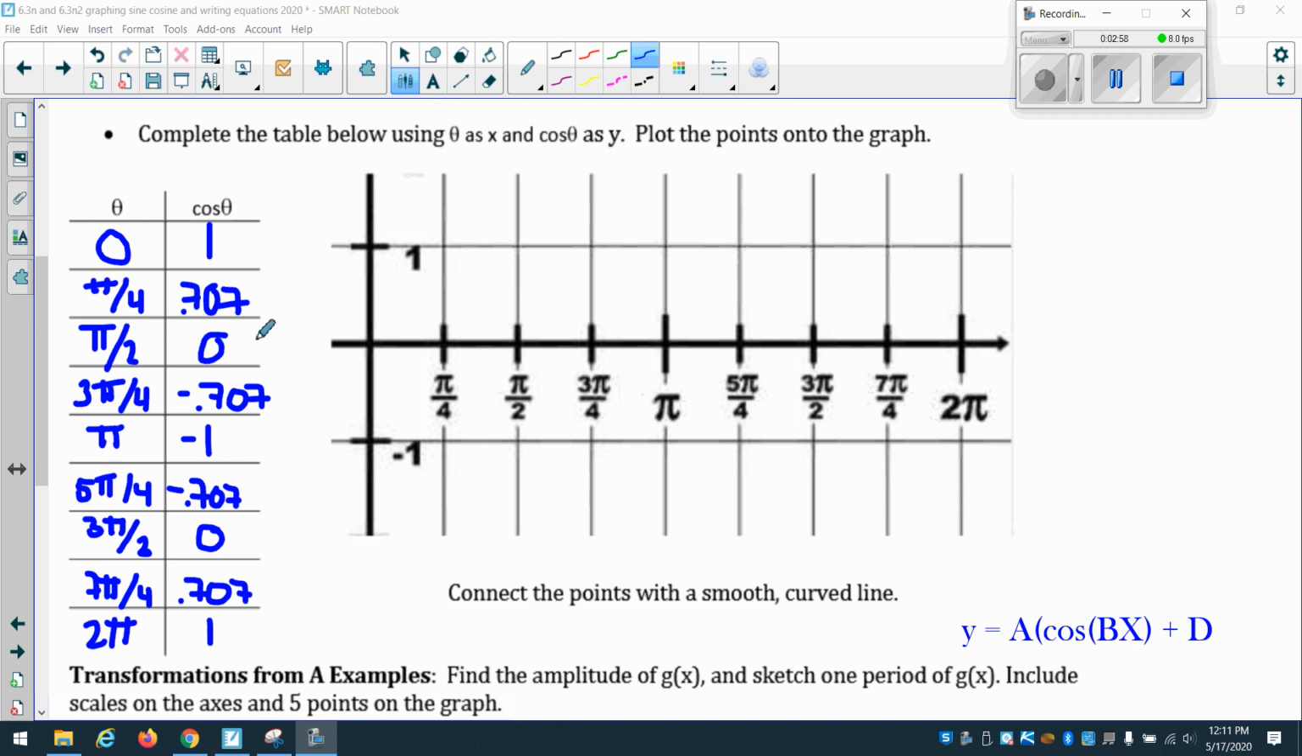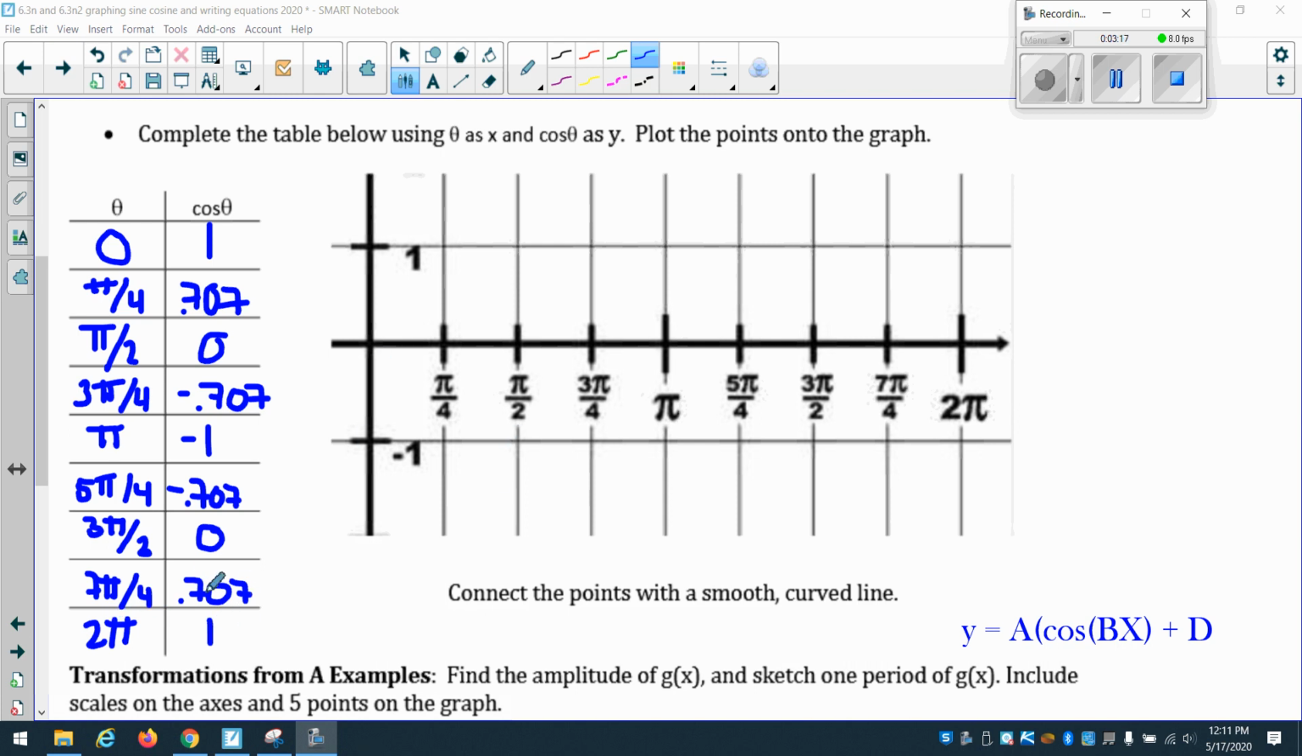So pi over 2, we're at 0, then 3 pi over 4, negative 0.707. Pi, we're at negative 1. 5 pi over 4, still negative 0.707. 3 pi over 2, we're at 0. 7 pi over 4, we're at 0.707. And 2 pi, we're back at 1.